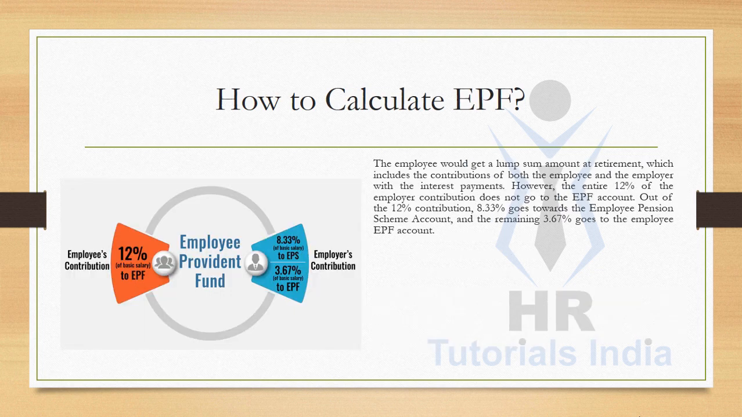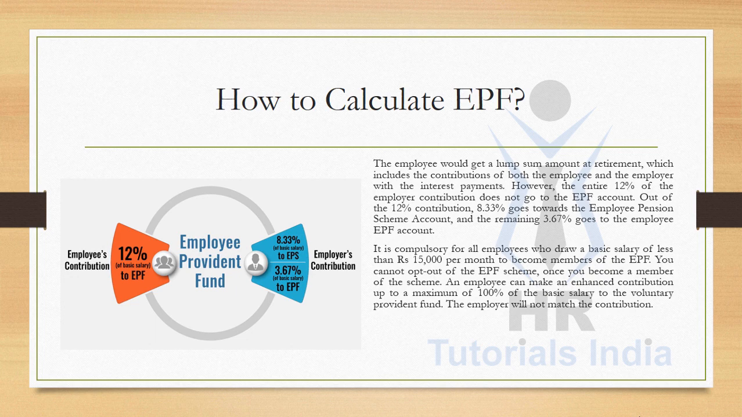EPF helps the employees with a lump sum amount at the time of retirement, which includes both the contribution of the employee and employer along with the interest accumulated for the period for which the PF is being paid. However, the 12% of employer contribution does not all go to the EPF account. Out of 12%, 8.33% goes towards the Employee Pension Scheme and the remaining 3.67% goes to the Employee Provident Fund. When it comes to employee contribution, the complete 12% goes towards the EPF account.